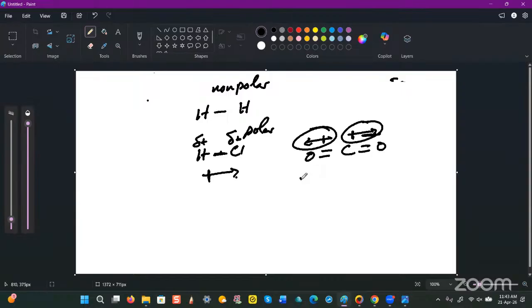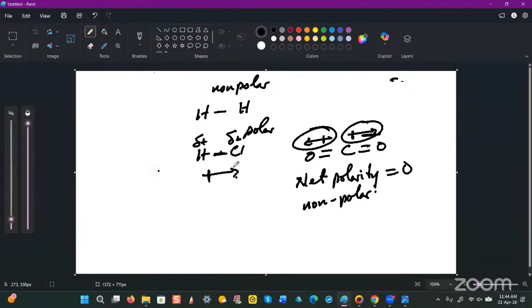So therefore, the net polarity is equal to 0 because the dipoles cancel out each other, and therefore we can conclude that the molecule is non-polar. The molecule is non-polar, all right? So if you have different polarities in a molecule, but they cancel out each other exactly, then we can say that the molecule is non-polar, all right?